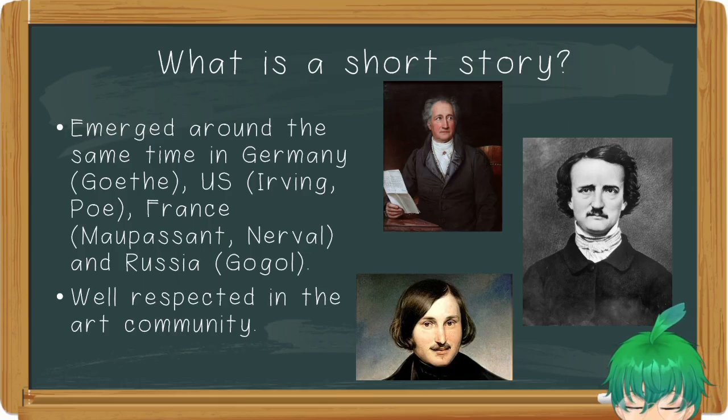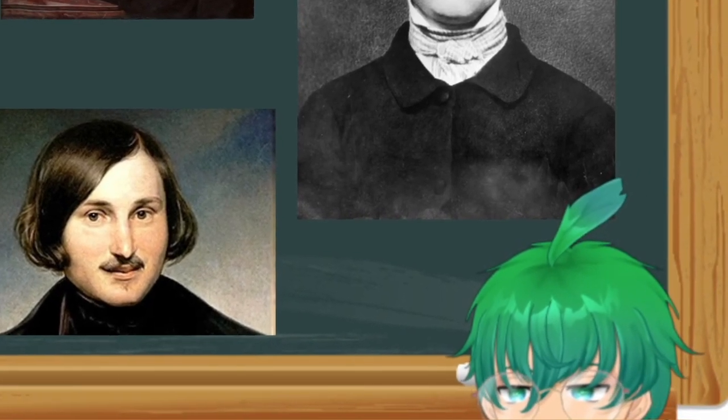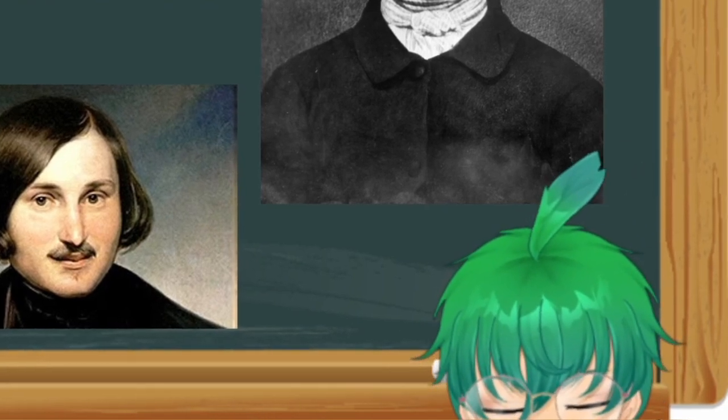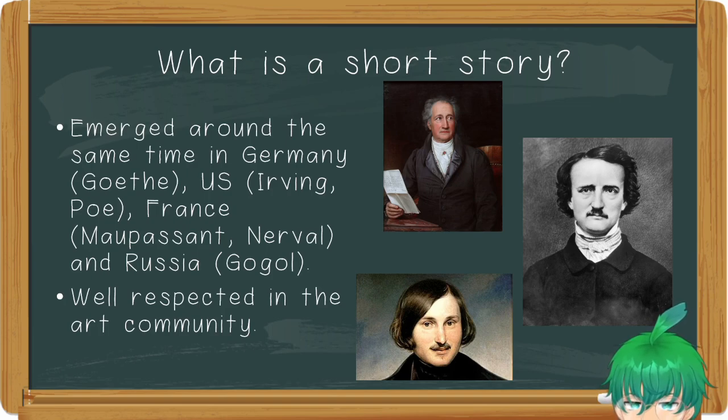Weirdly enough, it emerged around the same time in multiple places around the world. So we see short stories coming into light in Germany, from the... oh my god, what is their first name? I completely blanked on their first name. In the United States, we get Washington Irving and Edgar Allan Poe as writers of the modern short story. And then in France, we have a person, I believe this is pronounced Maupassant, and Nerval. And also in Russia, Gogol.